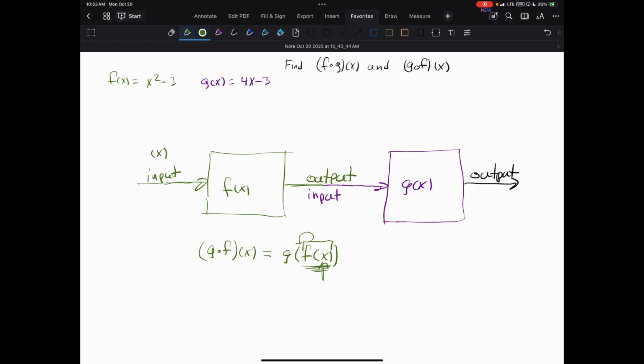In a very compact notation, this statement says that whole flow chart. It says take x, put it into f of x, take the result f of x and put it into g of x, and then you get a result, an output. Okay, now let's actually try to do that with actual functions. Well, probably not numbers, but functions here.